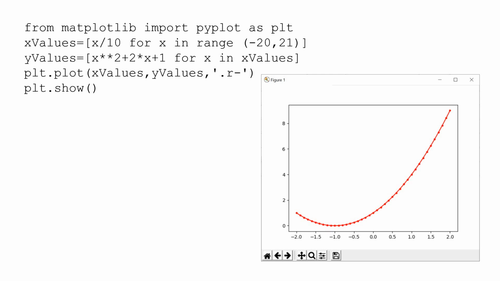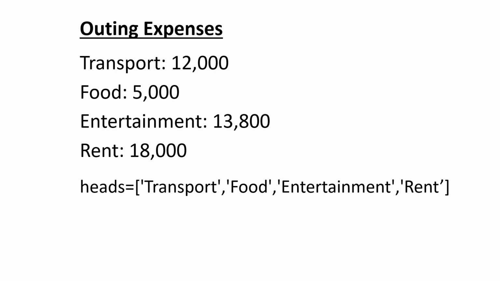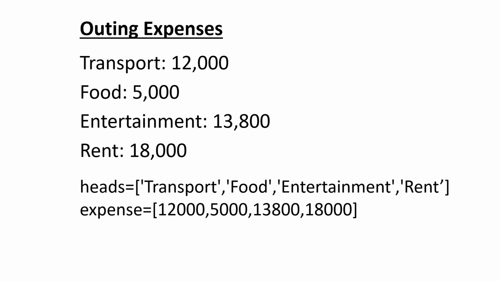Here is an example. Suppose a family went for an outing for some days during vacations and it incurred these expenses: rupees 12,000 on transport, rupees 5,000 on food, rupees 13,800 on entertainment and rupees 18,000 on hotel rent. This data can be represented by two lists. heads equal to transport, food, entertainment, rent. Now this is a list of heads, various headings. And second list, expense equal to 12,000, 5,000, 13,800 and 18,000. Now this data can be represented as a line like this.